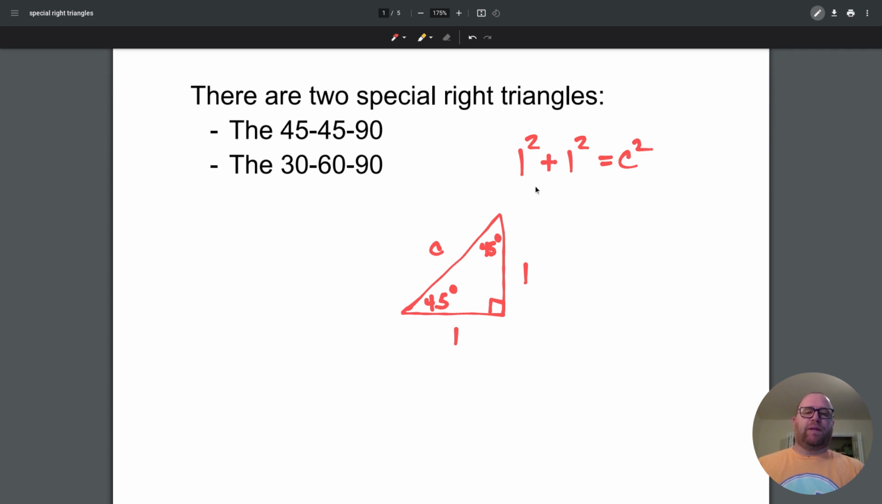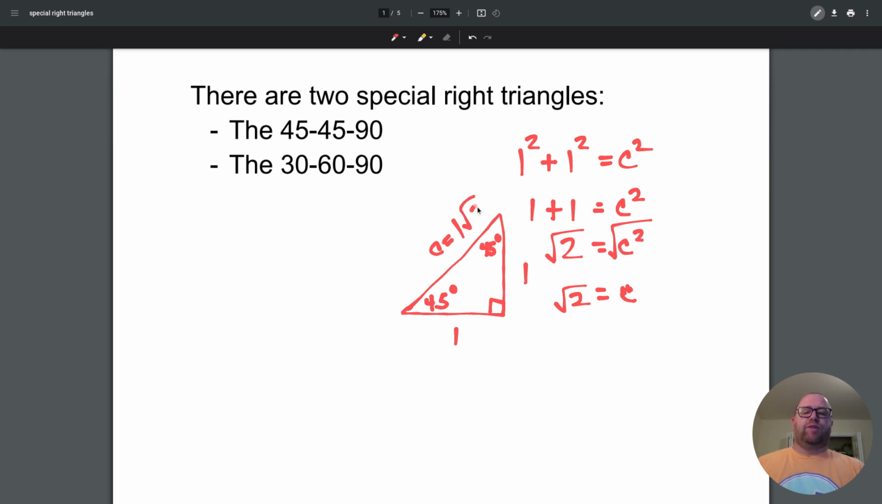So 1 squared is 1, so we have 1 plus 1 equals c squared. So 1 plus 1 is 2 equals c squared. To figure out what c is, we'll have to take the square root of c squared, and we have to do that to both sides. So we get c is equal to the square root of 2, or 1 times the square root of 2. That's another way we can think about this.